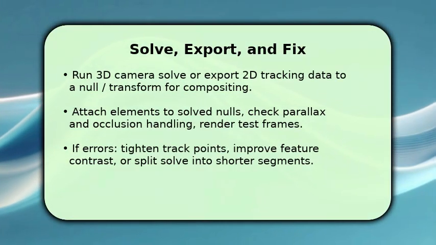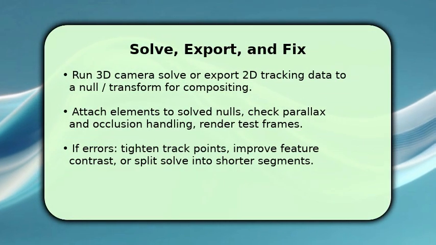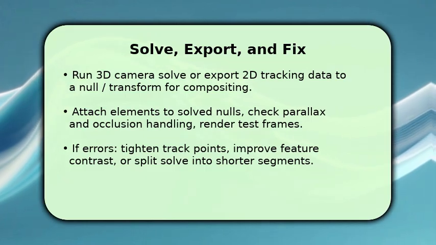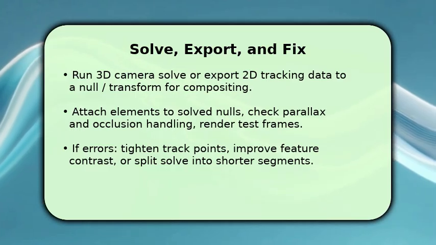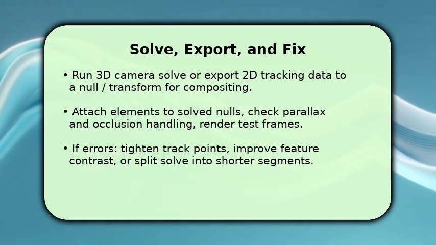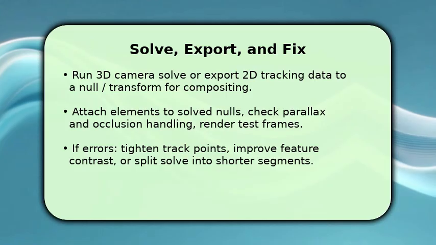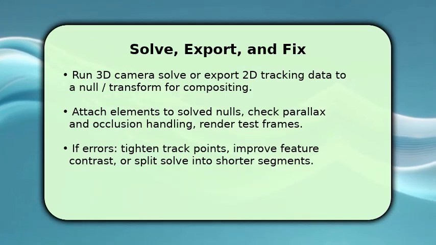Aim for low average error and visually correct parallax. Once satisfied, bake the solve to a camera object or export transforms for your compositor and parent your inserted elements to the solve. Render short test frames with holdouts to confirm alignment and lighting matches.